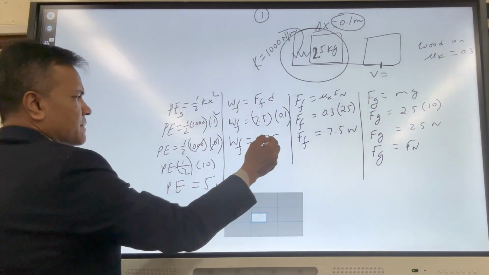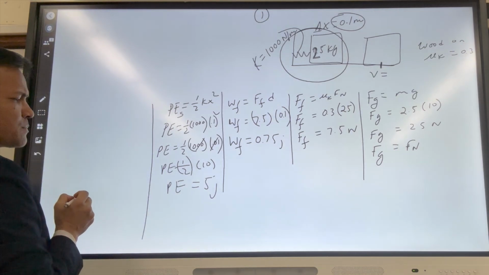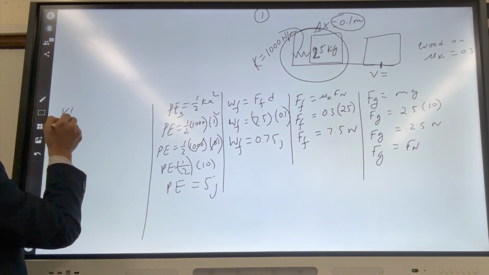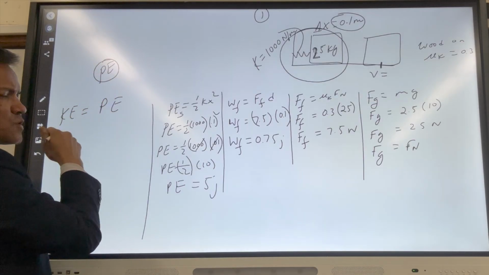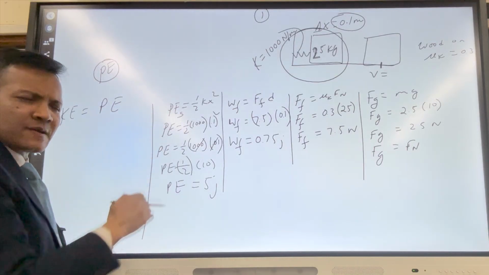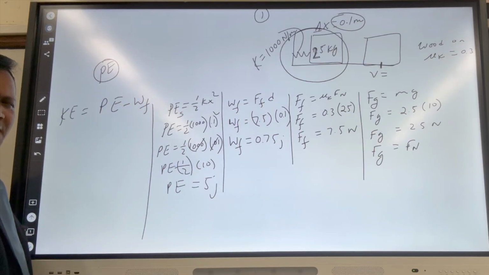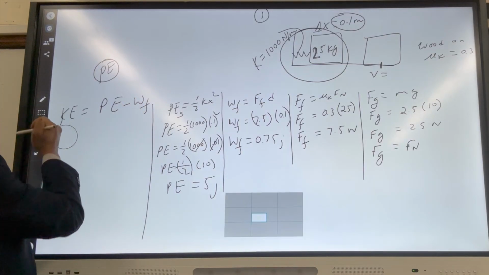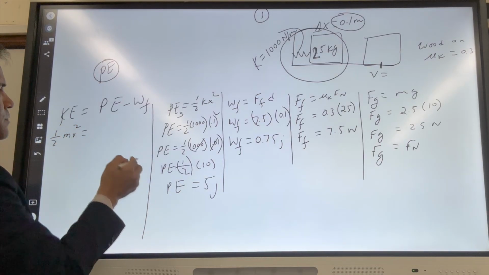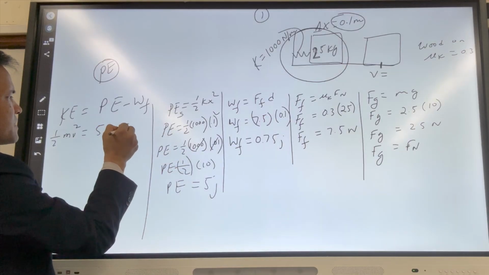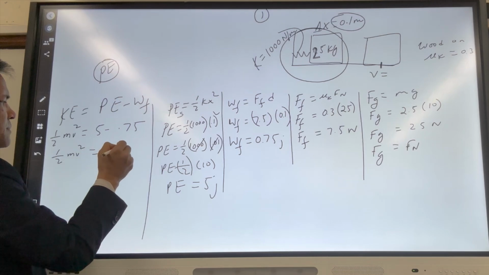Now, does all the potential energy become kinetic energy? No. This is no longer true because there is friction. Only this is true. What does that mean? These become kinetic energy. So what is kinetic energy? Half mv squared is equal to PE, which is 5, minus this 0.75. So half mv squared is equal to 4.25.